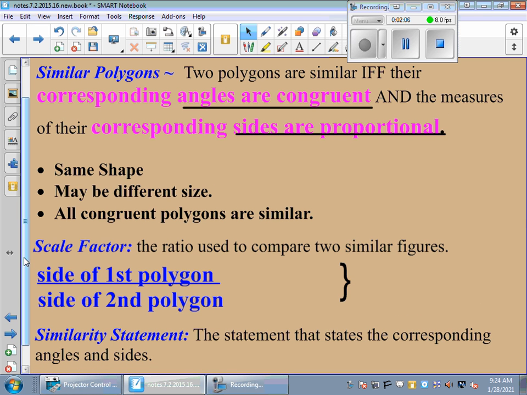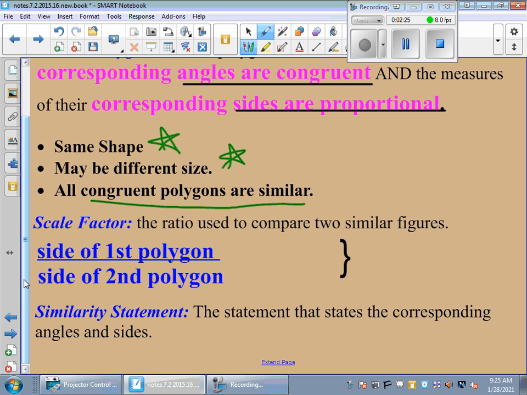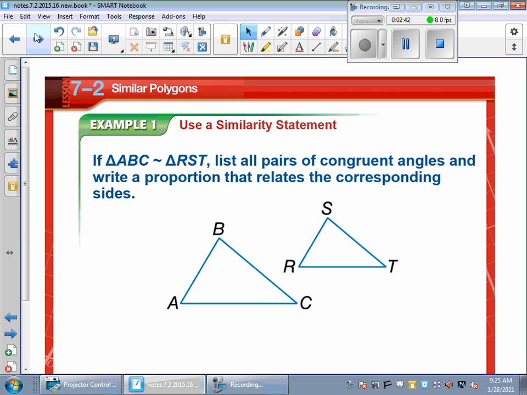So again, that means we have the same shape. So same shape right here. I don't know if we can see that. Maybe a different size. One may be bigger, one may be smaller. And if a polygon is congruent, then that means it is similar. And then we just mentioned through the scale factor how we did that, side of one over the side of the other. And that's how we get a scale factor. That's the ratio used to compare the similar figures. In a similarity statement, we saw that with the last slide.